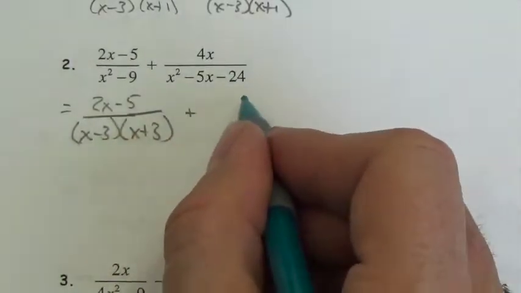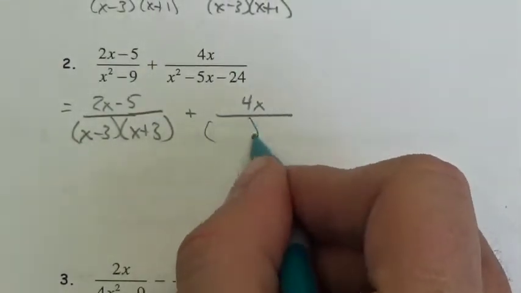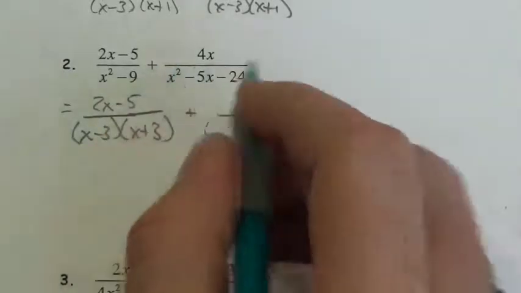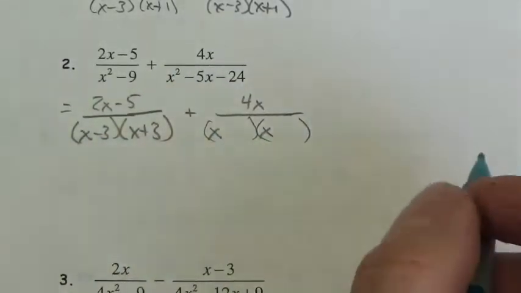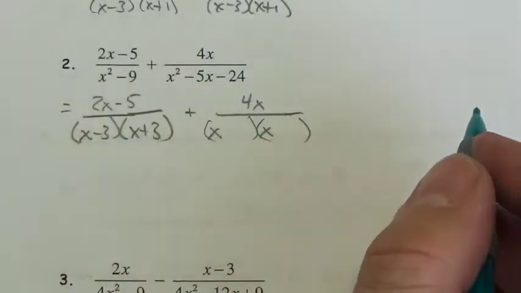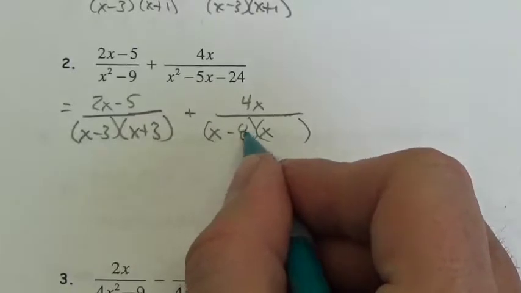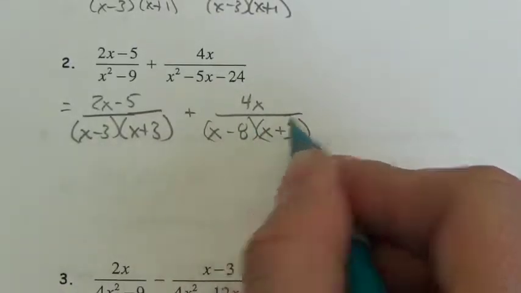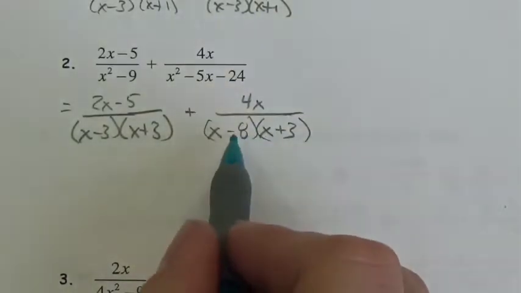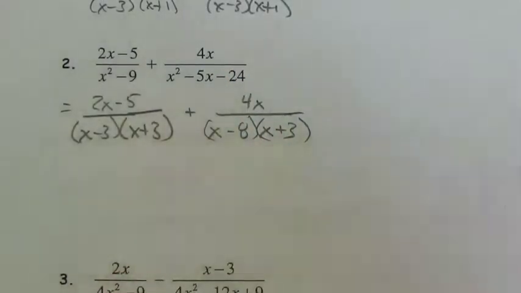plus, okay, my numerator here is pretty simple, 4x. There's nothing much I can do here, but the denominator is a trinomial, so I can split that up. That'll be x and x. And now I'm looking for factors of negative 24 that combine to get negative 5. That should be pretty quick: it's going to be negative 8, positive 3. And I'll just double check that. Negative 8, positive 3 gives me negative 24. Good. Add those together, I get negative 5.